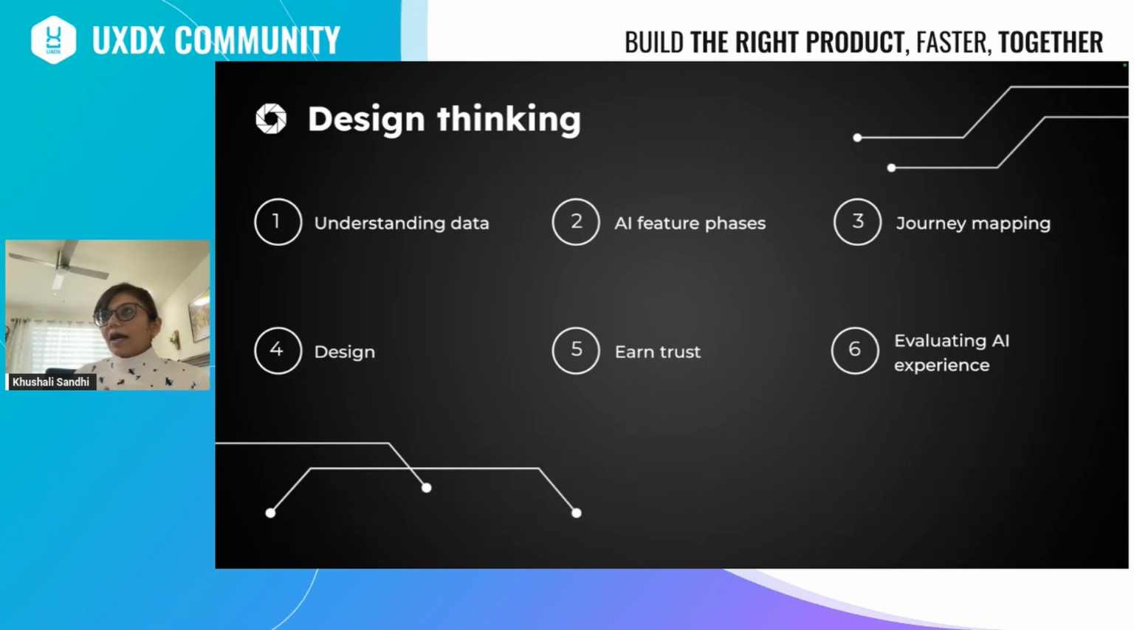And then once we have an understanding of the data itself, also think about the phases that the AI feature itself can have. And the journey mapping, which we as designers already do, but for this AI product, how is it going to be different? Then doing the design itself, and how earning trust is even more important with AI coming into the picture, and then evaluating the AI experience that we have designed. So I'll be talking about each of these topics now in the design thinking.